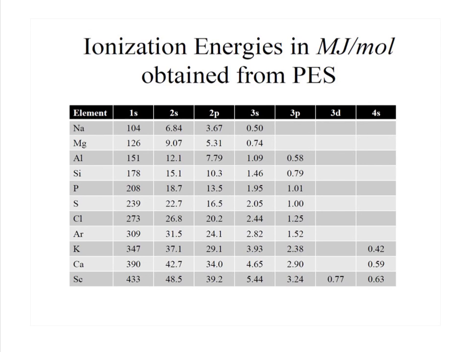Aluminum to argon have 5 peaks, electrons from 1s, 2s, 2p, 3s, 3p. Potassium and calcium have 6 peaks, which are electrons from 1s, 2s, 2p, 3s, 3p, 4s. Scandium has 7 peaks. Evidence from other forms of spectroscopy suggests that the last electron in scandium is in n equals 3, not n equals 4. So this last electron falls into the 3d subshell.